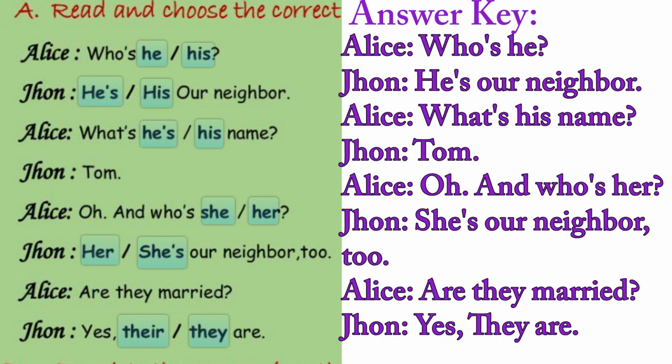Here are the answers. Alice would ask the question, who's he? Then John would reply, he's our neighbor. Alice would then say, what's his name? Joan would reply, Tom. Alice could say, oh, and who's her? Joan would say, she's our neighbor too. And then Alice would ask the question, are they married? Joan would say, yes, they are.